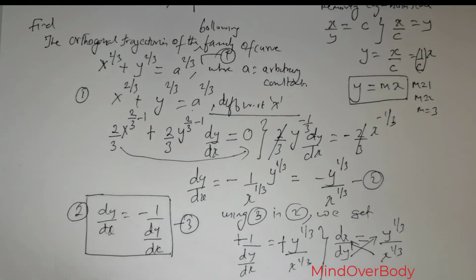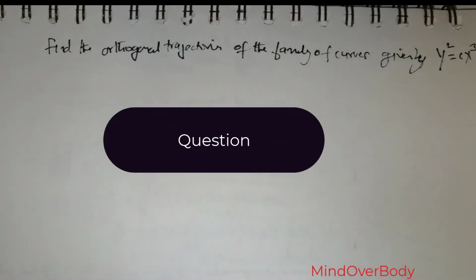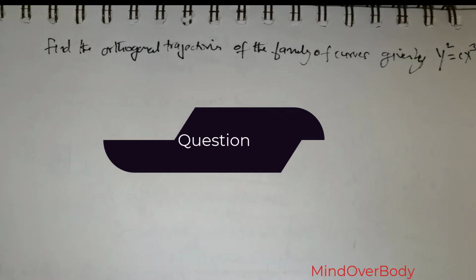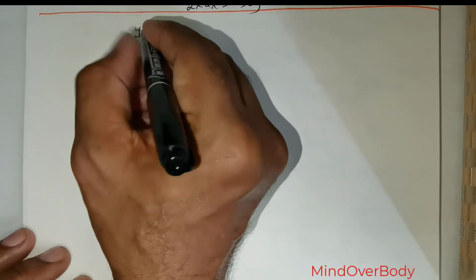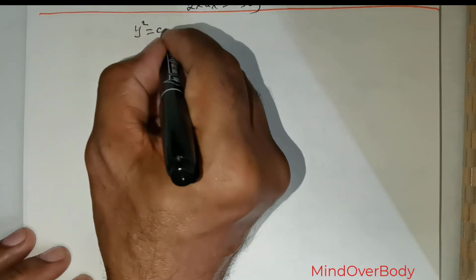Students, we will move on to the next question. Students, we are given this question: find the orthogonal trajectories of the family of curves given by y squared is equal to c times x to the power of 3. Of course, c is the arbitrary constant. Start off by writing the question. The question given to us is y squared is equal to c times x to the power of 3.